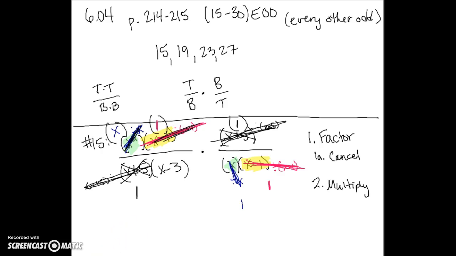Everything else you'll notice is canceled out here. So that just leaves an x on the top, and on the bottom we have 1 times x minus 3. So far we have x minus 3 times 1 times 1. So we just have x minus 3 left. And this is our answer.